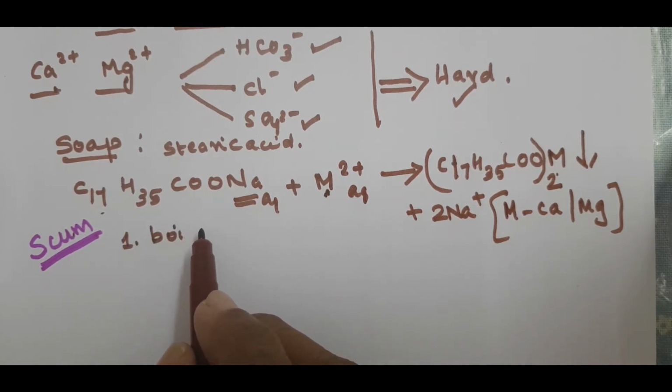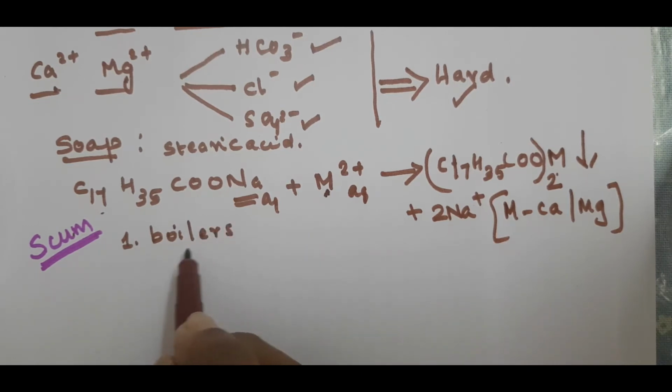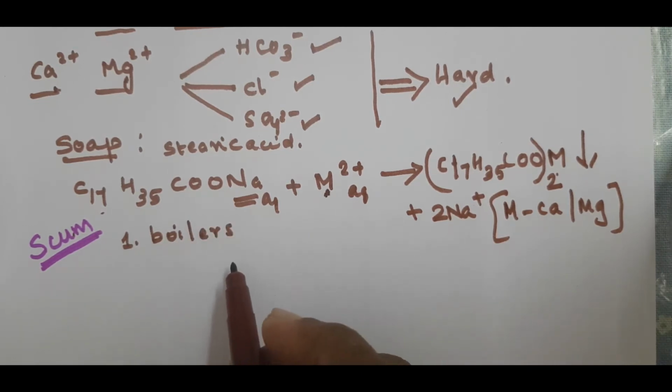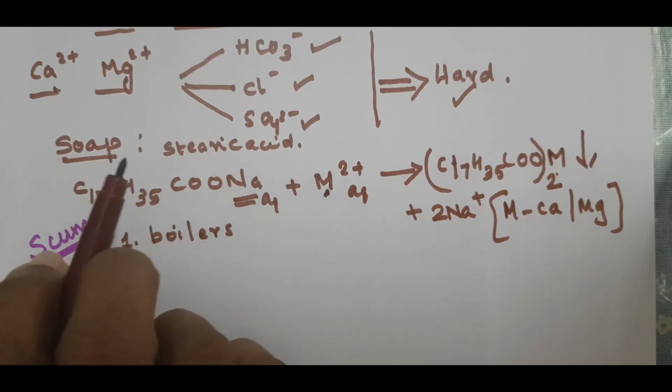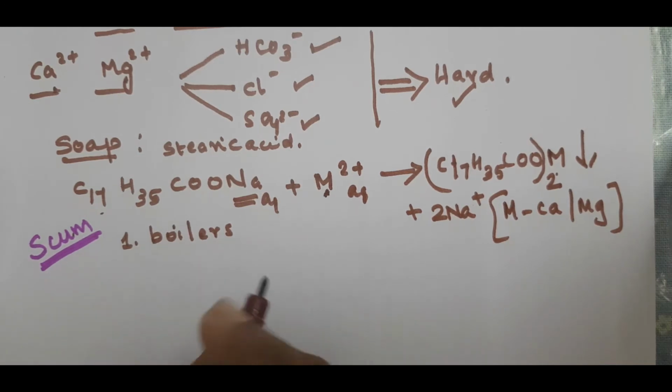This is the disadvantage of hard water in boilers. Have you heard of boilers? Boilers means huge boilers in the petrochemical industries for making the water get steamed for the generation of electricity. The water can be converted to steam. So a huge amount of water is in the boilers.